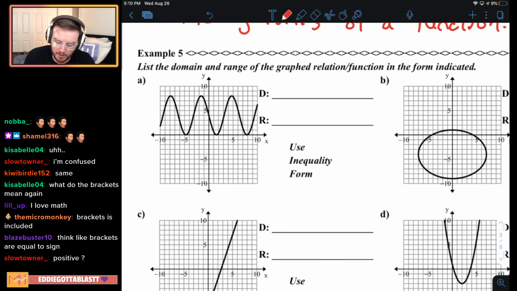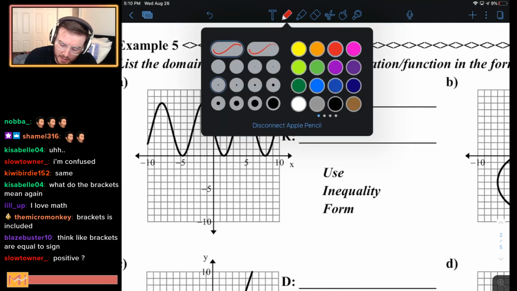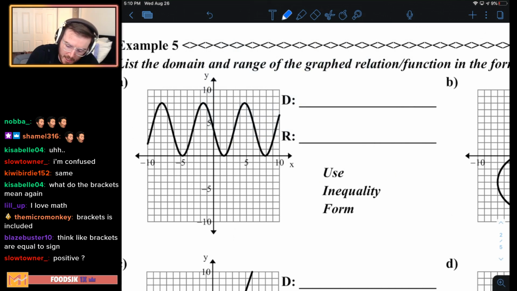So let's think about this. What's the smallest this graph can go? This graph is bobbing up and down, but the highest it gets is up here at 8, and the lowest it gets is at 0. You see that? So the y values go all the way up to 8 or all the way down to 0. That's a group of numbers.